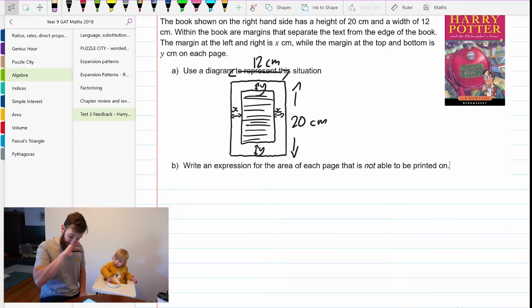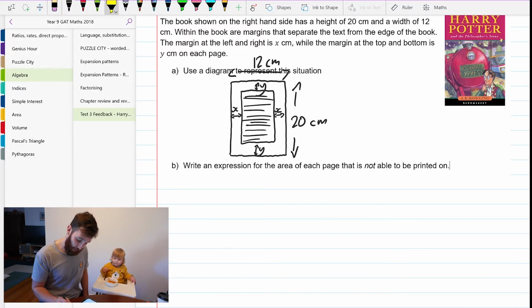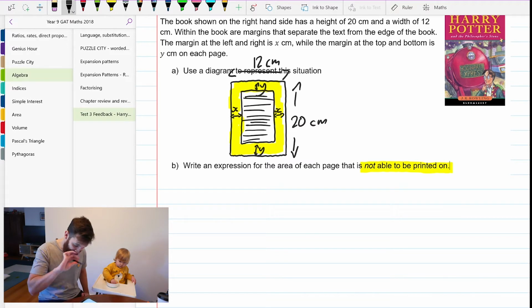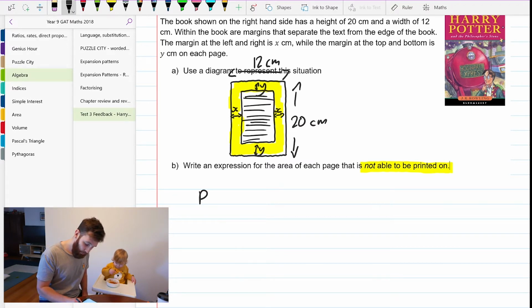Okay, so the question reads that we need to write an expression for the area of each page that cannot be printed on. What it's getting at there is that it wants you to write an expression for the area of the margin. So this was worth 4 marks, and I'll show you how that is calculated. So part 1, we'll make it clear what we're actually doing and say the non-printable area. I'll keep that consistent.